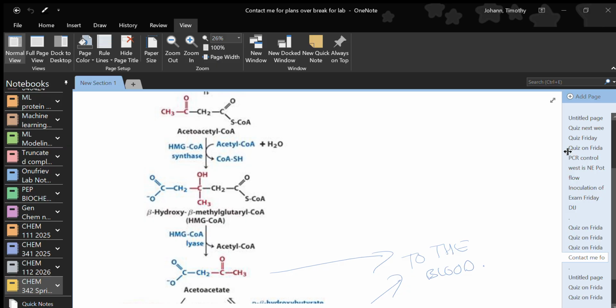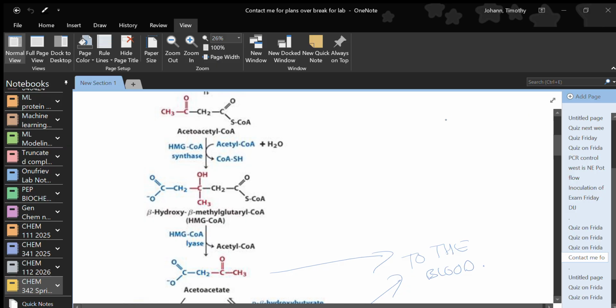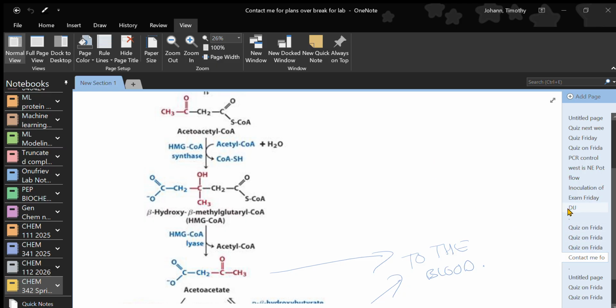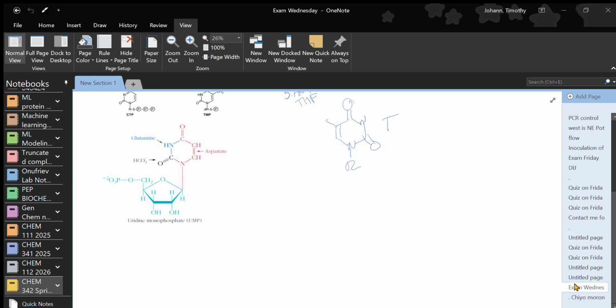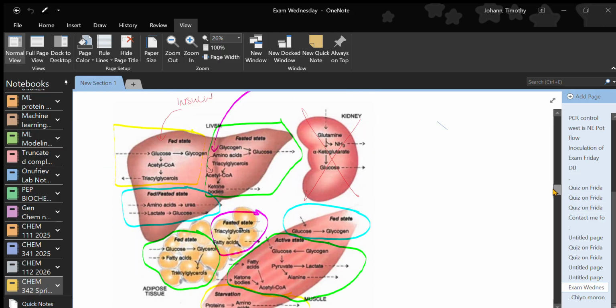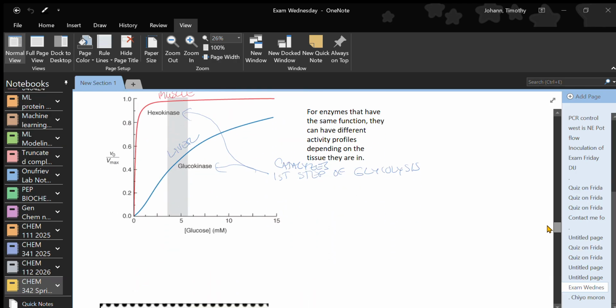Other questions? Yeah. I don't think I wrote down in my notes as detailed as I wanted to why hexokinase is higher in the liver versus glucokinase. Can we just briefly talk about that again? Sure. This was last lecture.